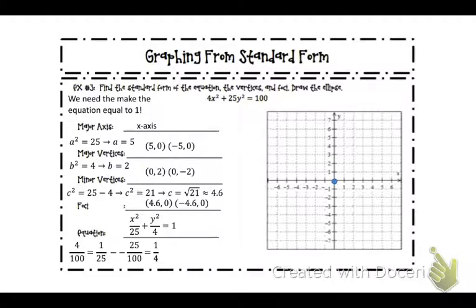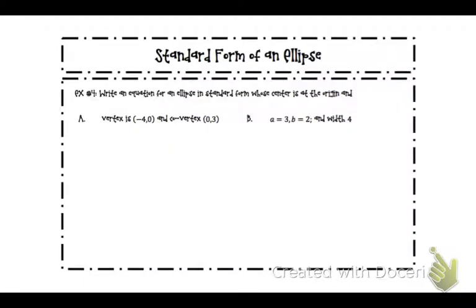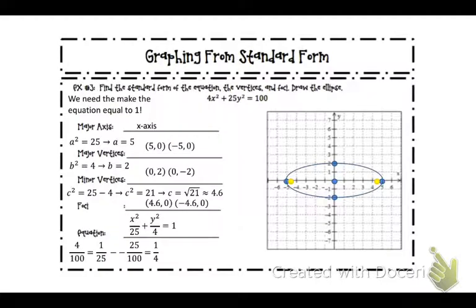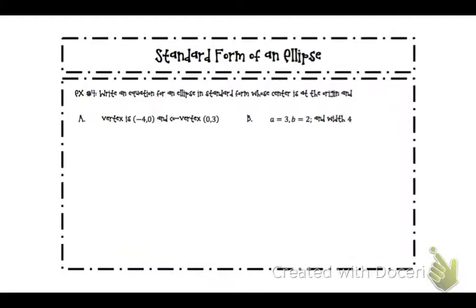And then let's just graph everything we have. So the center is at the origin. I'm going to go out 5 for my major axis, up 2 and down 2 for my minor axis. And then my foci are at negative 4.6 and positive 4.6. Then we can draw that ellipse right there. Okay? Let's do these last ones.